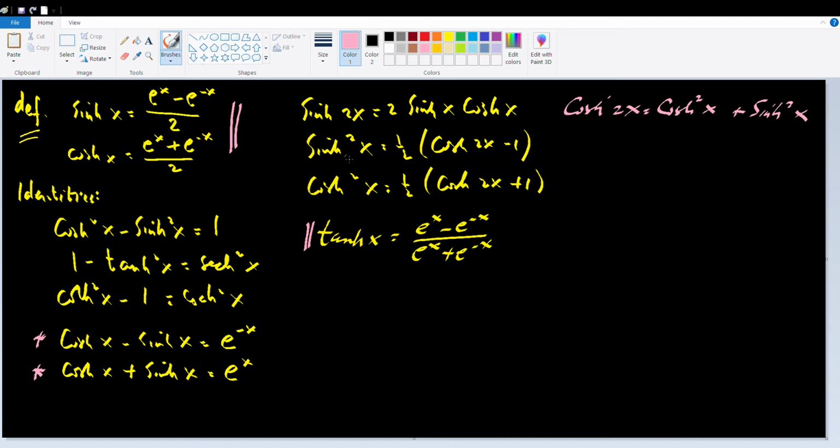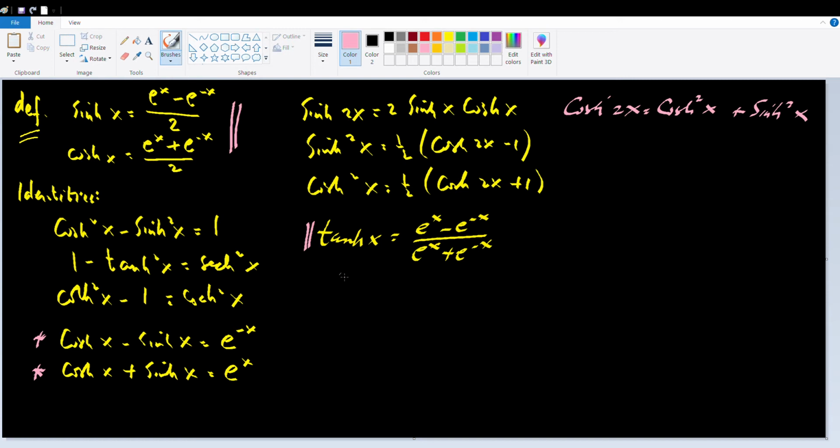Now, hyperbolic sine squared x is equal to 1/2 of hyperbolic cosine 2x minus 1. Before, for trigonometric functions, sine squared x is 1/2 of 1 minus cosine of 2x. So again, see the similarity between hyperbolic functions and trigonometric functions. Hyperbolic cosine squared x is equal to 1/2 of hyperbolic cosine 2x plus 1.